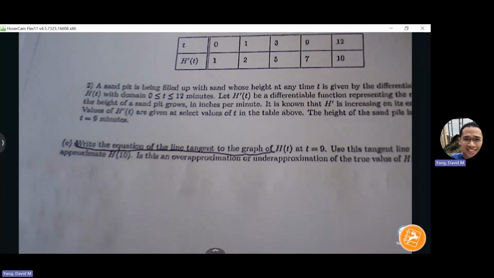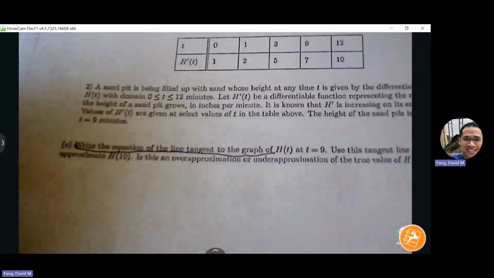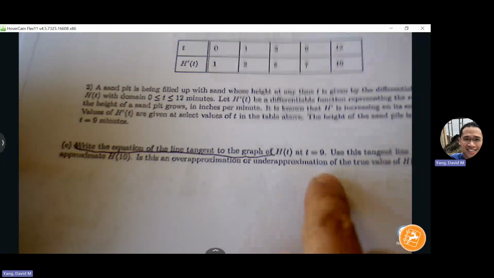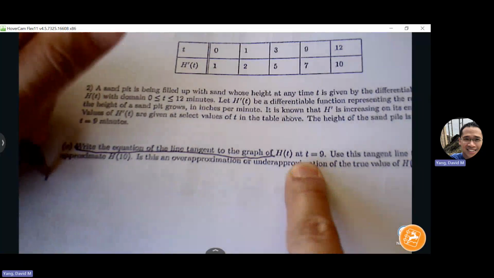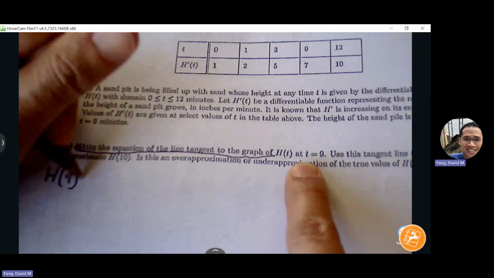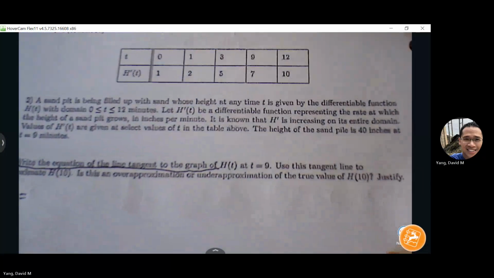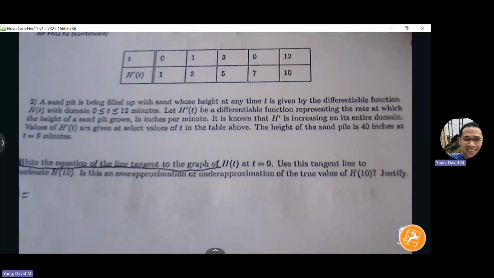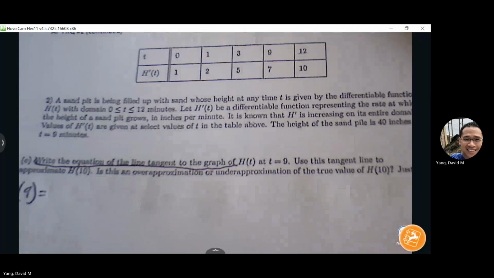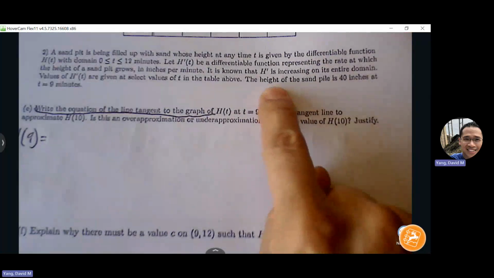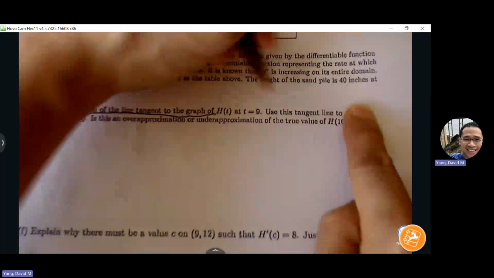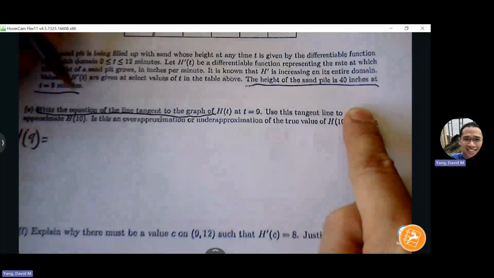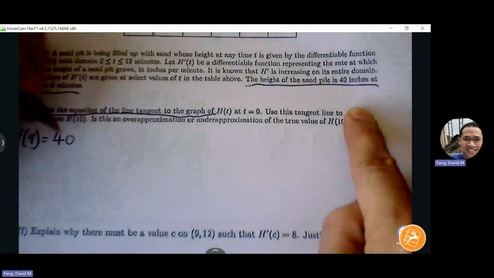What information do we need to build a tangent line? Slope and point, right? Do we know what h of 9 is? H of 9. There it is. Yeah. So it's hiding inside the description here. The height of the sand pile is 40 inches at 9 minutes. Okay, so that's our point.